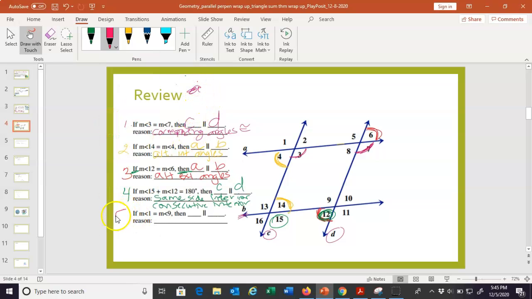Okay, last one. Angle 1 is congruent to angle 9. Yeah, our picture is getting a little messed up now. Angle 1 and angle 9. Okay, where do these live? They live on line C and line D.